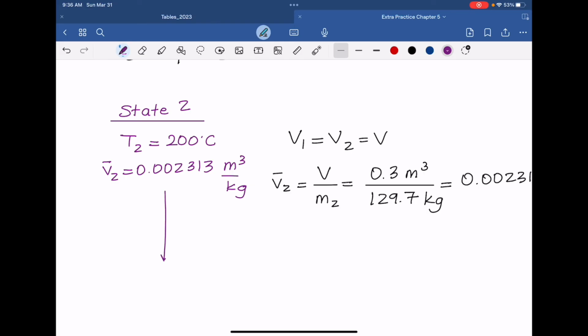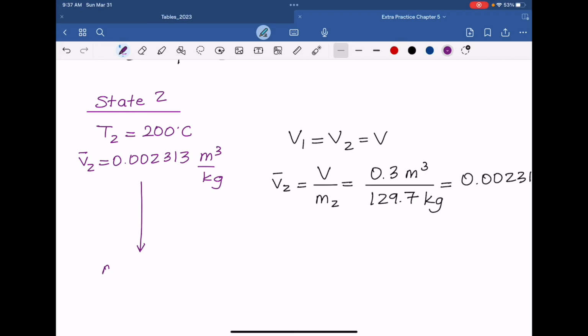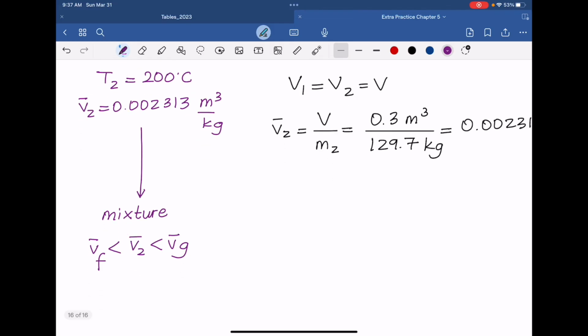And when you do that, it is actually going to give you that you have a mixture. That means the specific volume you have is in between Vg and Vf for that temperature. Okay, therefore, we just need to find quality, and with the use of quality we just have to find the internal energy. So let's start with finding the quality at the second state.